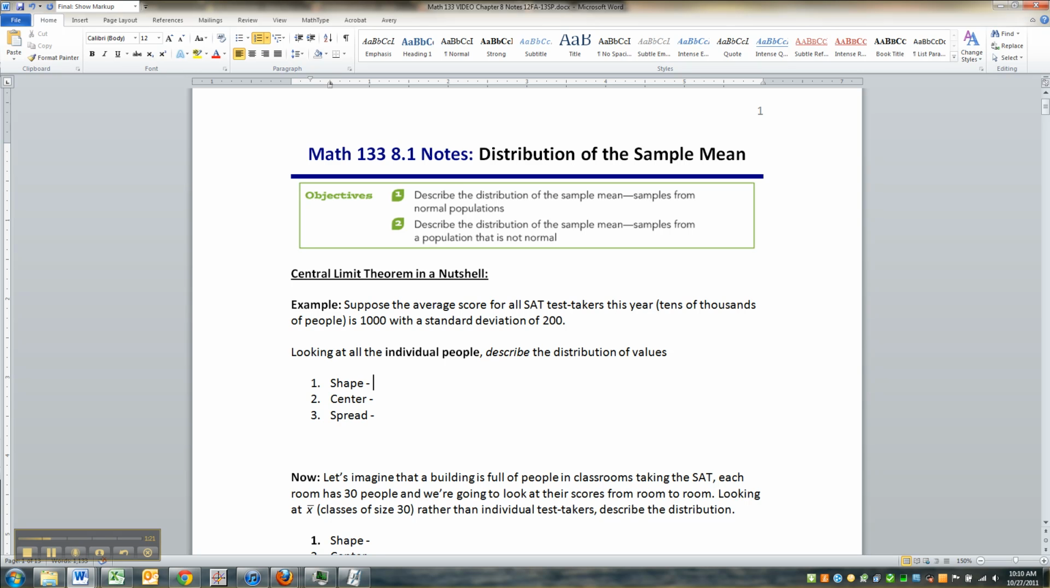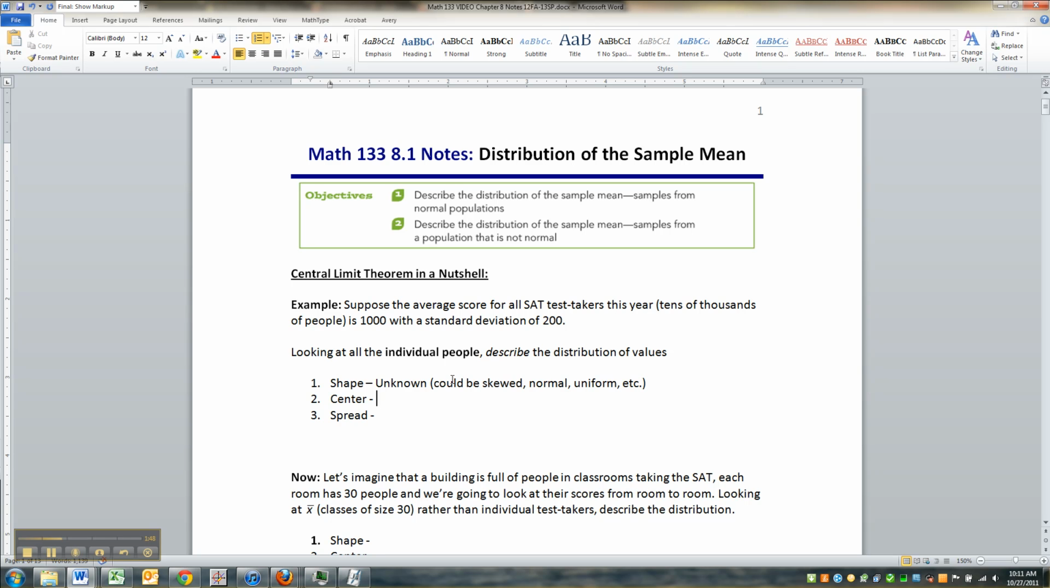Okay, so let's talk about the shape for a second. We don't really know what it looks like unless the SAT people tell us that it's normal or something like that. But at this point, they haven't told us anything like that. So we kind of don't know. It could be skewed, normal, uniform. We don't really know, etc.